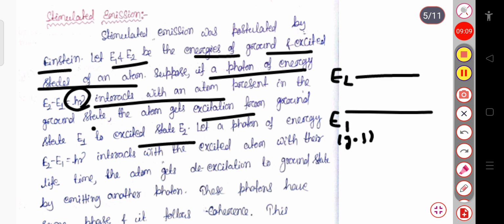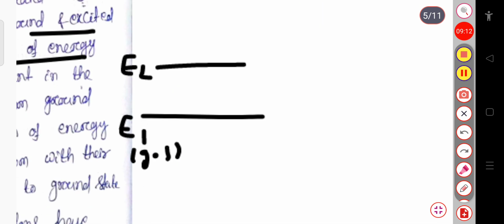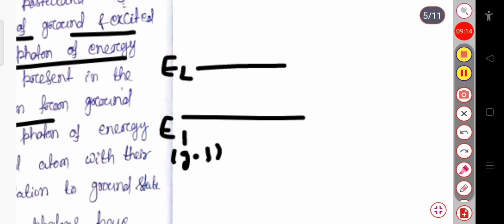So now I will show you what is being written here. Suppose the atom is present in the ground state here. Okay, so by absorbing the amount of energy h nu, this is for a single atom I am considering here. When this atom present in the ground state absorbs the energy h nu, it will go to the excited state. This one is your excited state.